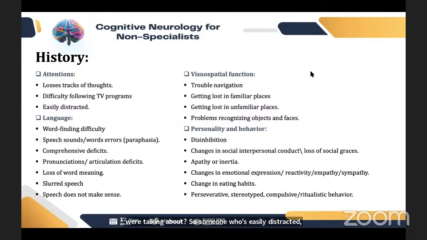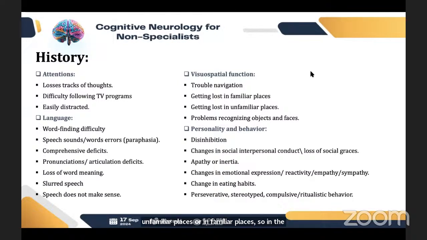And of course, language problems like word finding difficulties, speech problems, comprehension deficits, pronunciation problems, loss of word meaning, which is common in some primary progressive aphasias. So someone would be sitting across the table and you ask them to pass you the plate of pasta, and they're like, what's pasta? They no longer know what you're talking about. Slurred speech, or speech that does not make sense. Visuospatial, as we mentioned before, getting lost in unfamiliar places or in familiar places. In the beginning, usually unfamiliar, and then later on in familiar places.